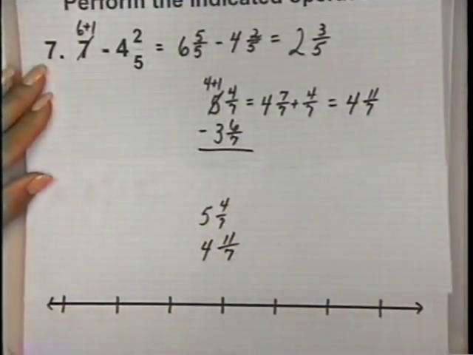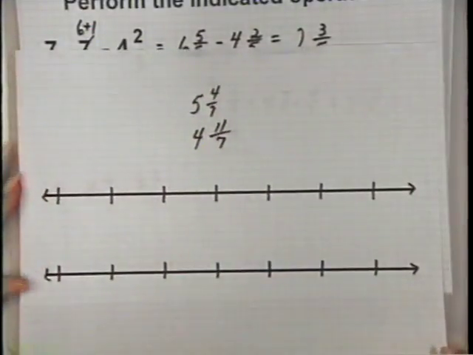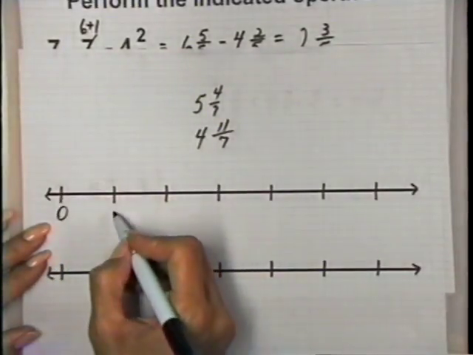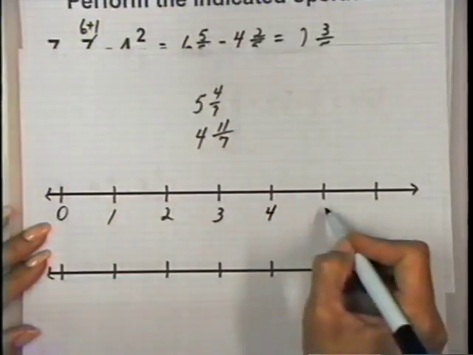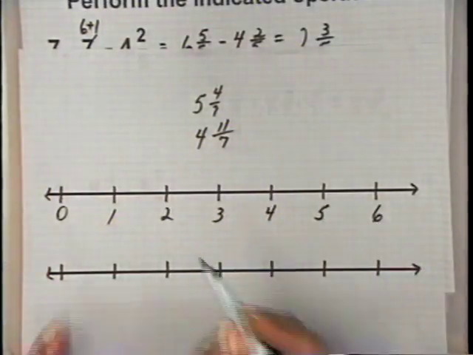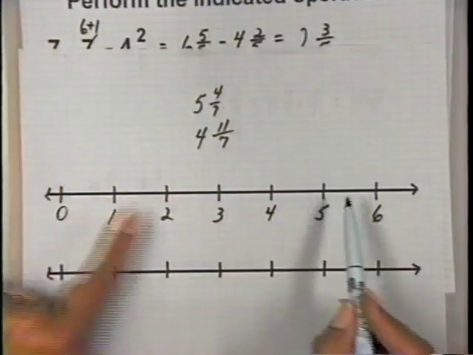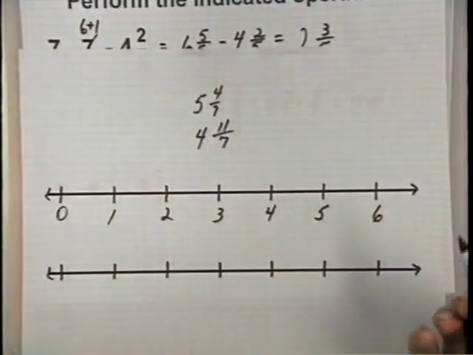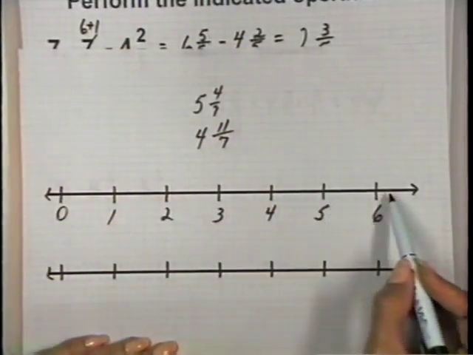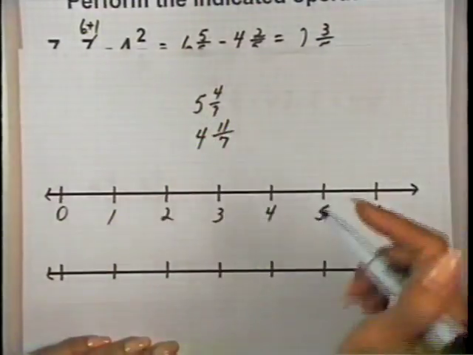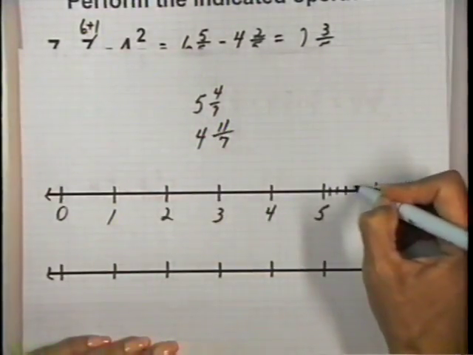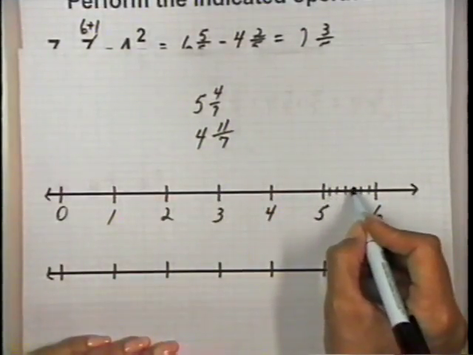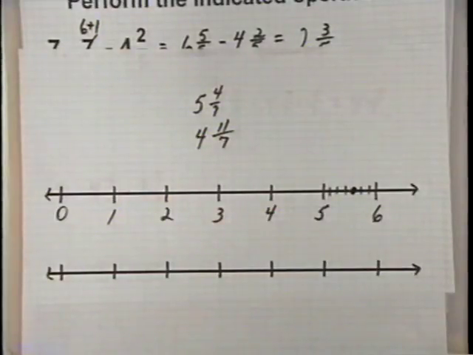Well, let's put both of these numbers on the number line. On the 5 and 4/7, I mark 0, 1, 2, 3, 4, 5, 6. My 5 would be right here, 5 units from 0. I now need to mark my 4/7. I take my unit from 5 to 6 and divide it into 7 equal intervals. I want to go over 4 of those. So that's where 5 and 4/7 would be placed on the number line.